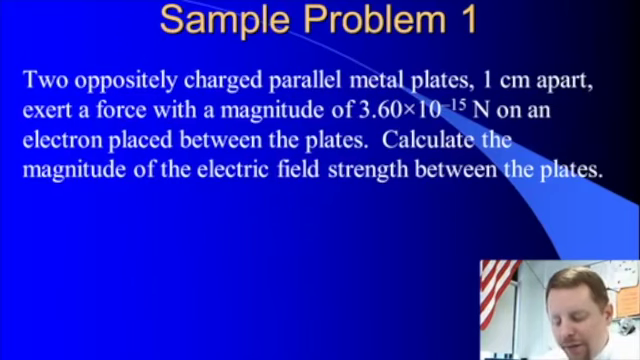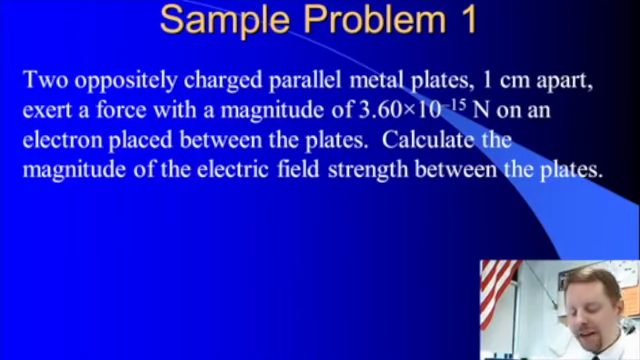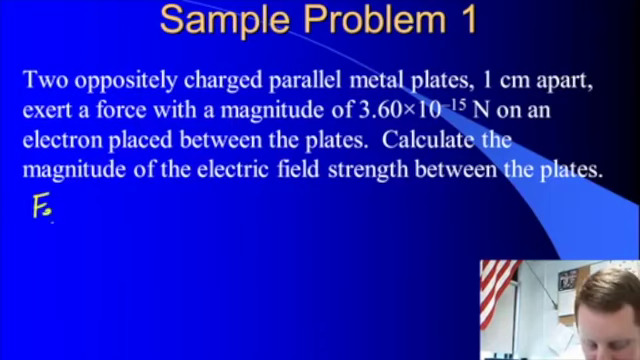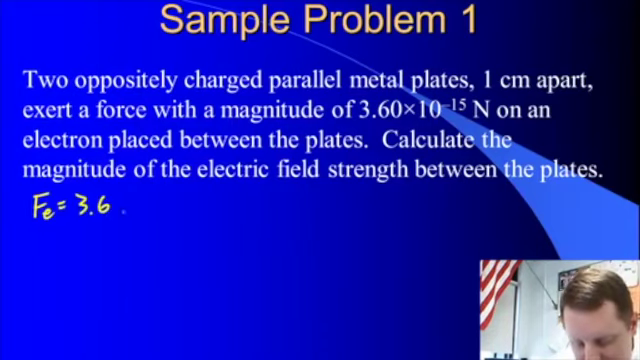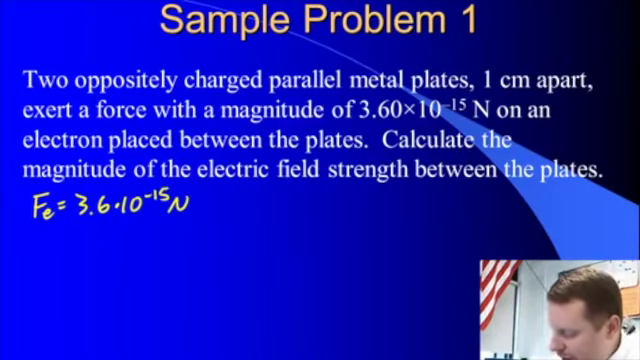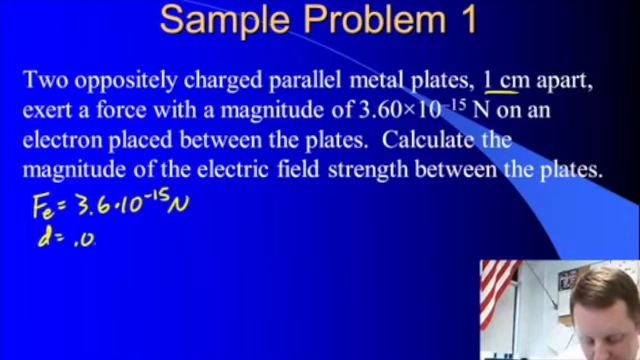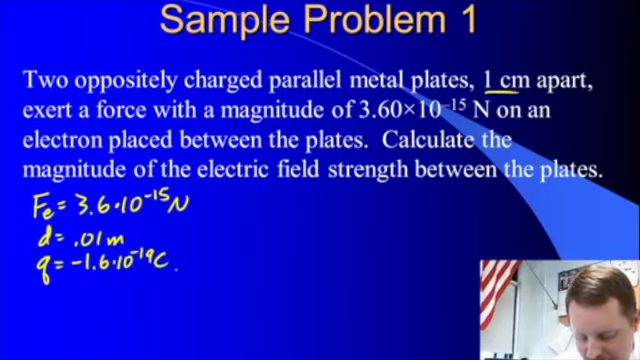Two oppositely charged parallel metal plates, 1 centimeter apart, exert a force with a magnitude of 3.6 times 10 to the minus 15 newtons on an electron placed between the plates. Find the electric field strength. Well, we are given the force is equal to 3.6 times 10 to the minus 15 newtons, and we know the distance between the plates is 1 centimeter, or 0.01 meters. We also know the charge is the charge on an electron, or negative 1.6 times 10 to the minus 19 coulombs.